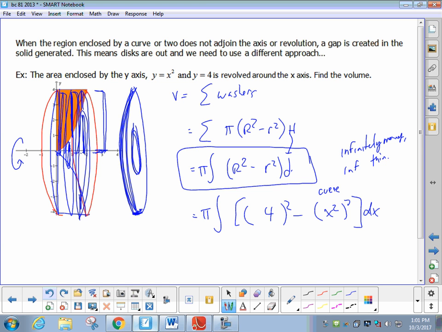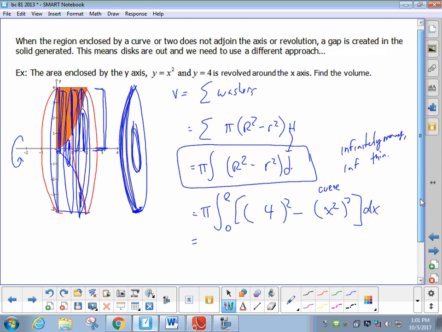Don't make that silly mistake that somebody always makes that says, oh, I can just write x because it's already got a square. No, it needs both. It's the curve squared, so x squared squared. The limits, are they 0 to 4? No, because we're dealing with x, they should be the limits of x, so they are 0 to 2.